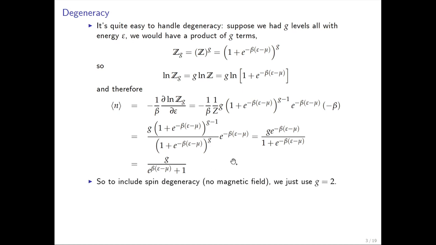So if we were to include spin degeneracy, and here I mean spin 1/2, which is the usual case we'll consider for electrons when we discuss the Fermi gas and we think about electrons in a solid. And so if there's no magnetic field for spin 1/2, the degeneracy would be just 2.